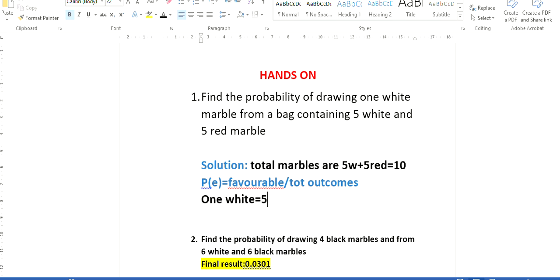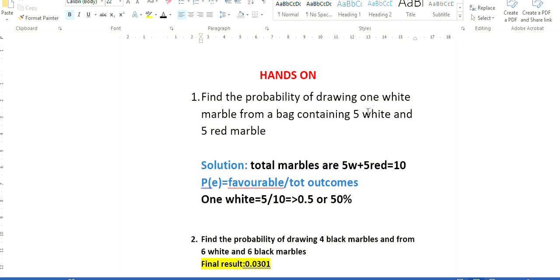The probability of white is 5 divided by the total possibilities. 5 divided by 10. So what will be the answer? 5 divided by 10 is 0.5, or you can write 50%. So the probability of drawing one white marble is 50%.